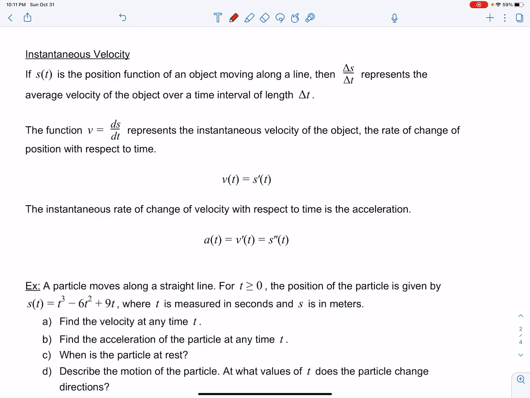So the velocity function ds/dt represents the instantaneous velocity of the object, the rate of change of position with respect to time. In other words, the velocity can be found by taking the derivative of the position function. The instantaneous rate of change of velocity with respect to time we call acceleration. So acceleration is the derivative of the velocity function, or the second derivative of the position function.